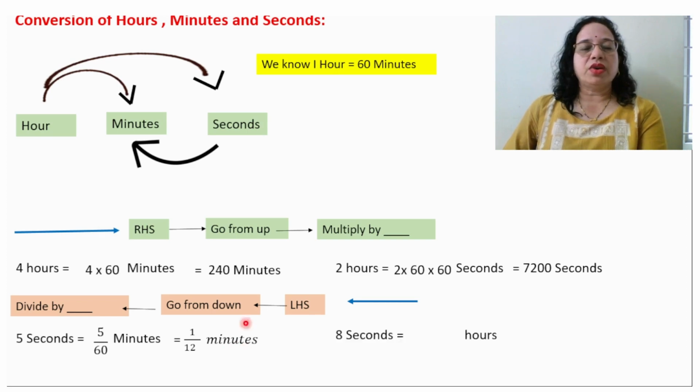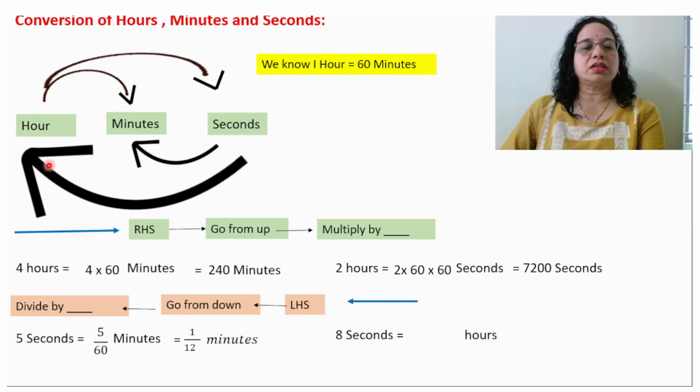Take one more example. 8 seconds is equal to how many hours? So how many jumps are there? 60, and one more time 60. So we will divide by 60 into 60. Again we need to cut the number. This portion I am solving over here. So you can just cut the number 1 from numerator, 1 from denominator.